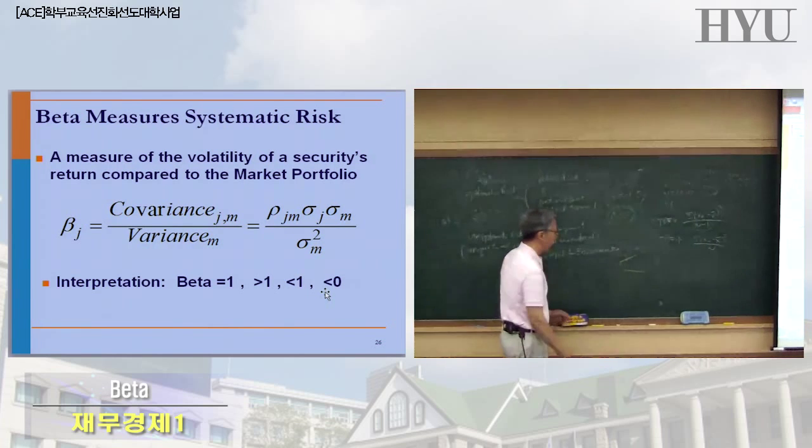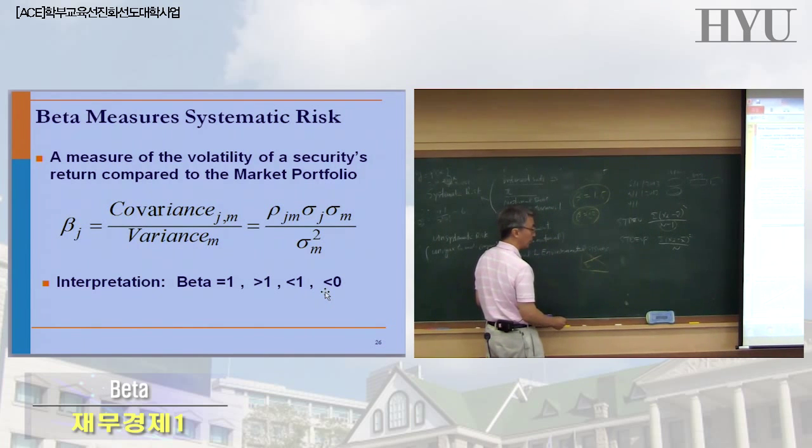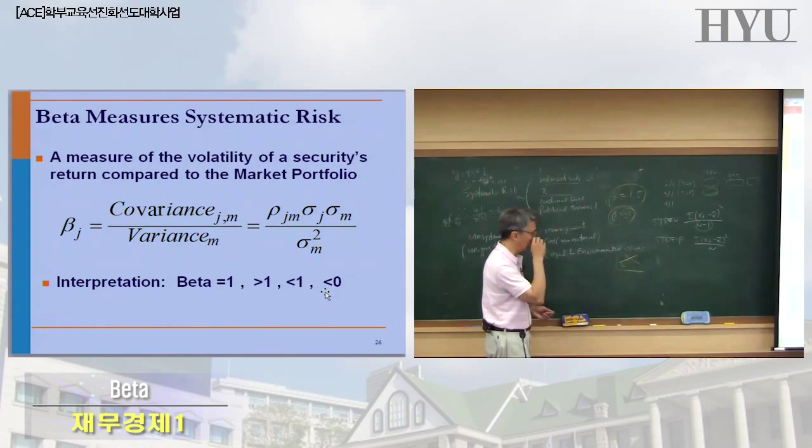Right. So what that means is this regression line is downward sloping. It has negative slope, right? So when the market goes up, the return on this particular stock can actually go down. Is it possible?